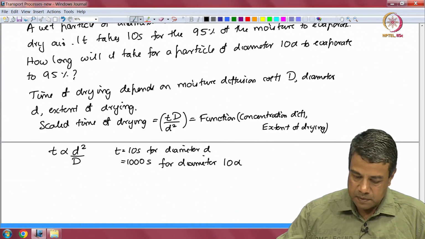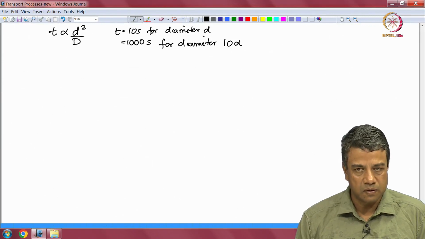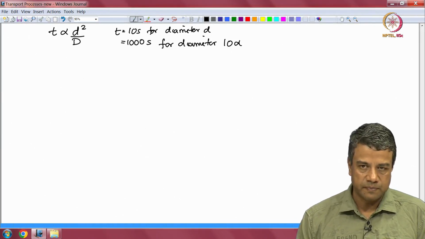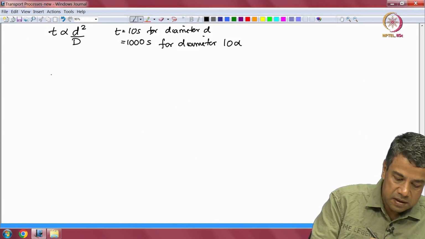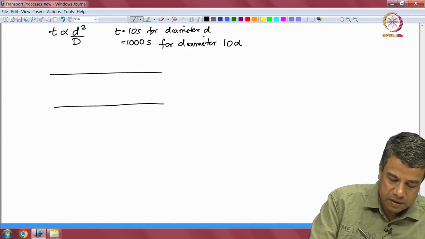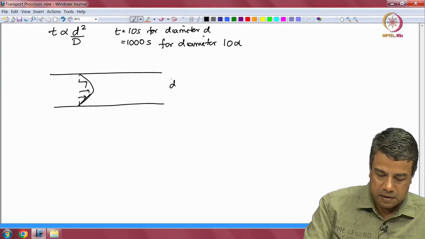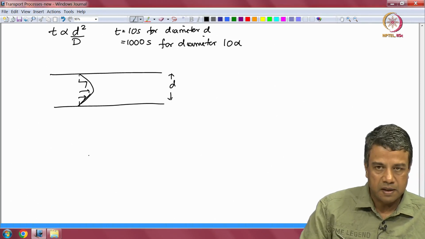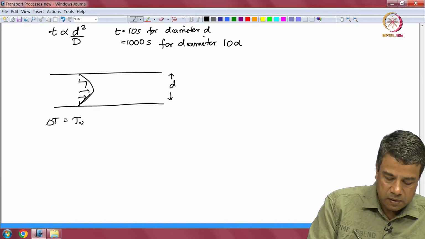So this low Peclet number limit is of importance in flow around particles if the velocity is very small. It is not that relevant for flow in conduits. The reason is as follows: if you have a flow in a pipe, for example, and the pipe diameter is d and you are applying a temperature difference, delta T, which is the T wall minus T fluid.